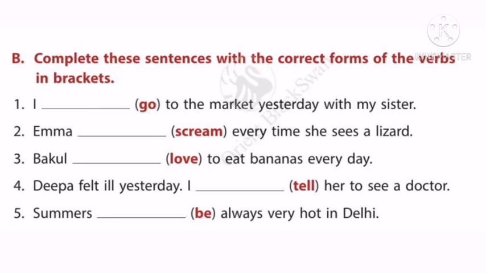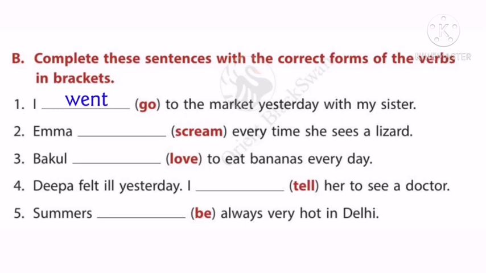I dash go to the market yesterday with my sister. Here we can understand this action happened yesterday. It has already happened, which means it is in past tense. So here the verb given in the bracket is go. Then what is the past form of the verb go? Go, went, gone. So the past form of the verb go is went. So, I went to the market yesterday with my sister.